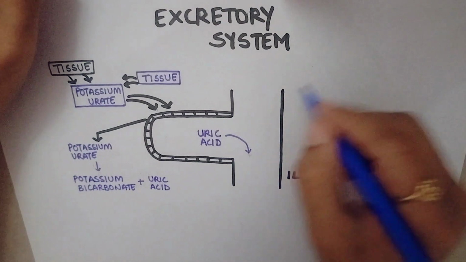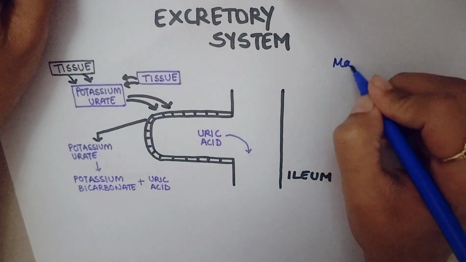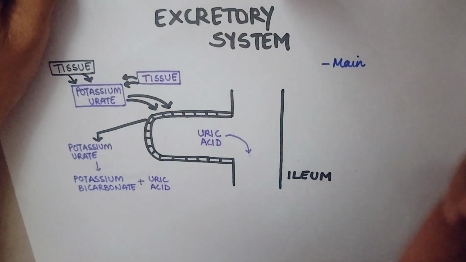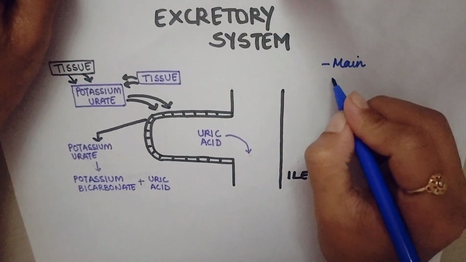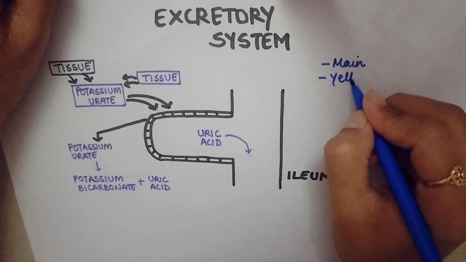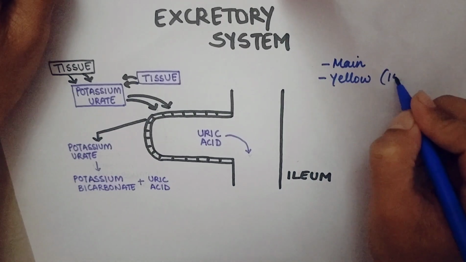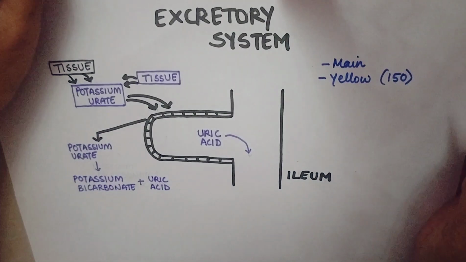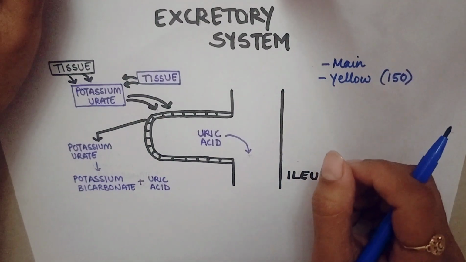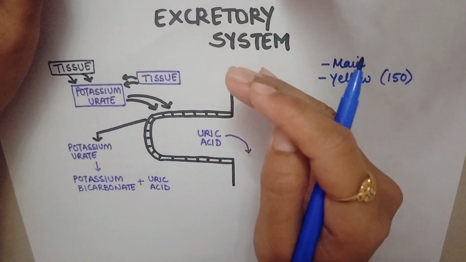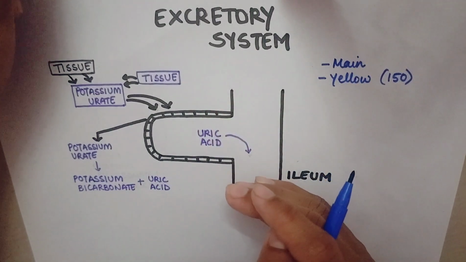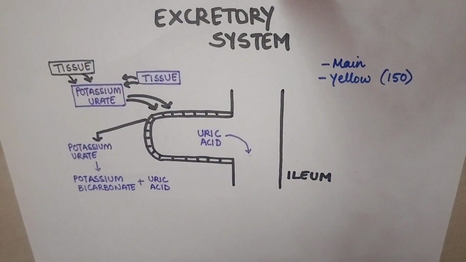Now, as I said earlier, the first thing is these are the main excretory organ of the cockroach. Already discussed that they are yellow colored. They are almost 100 to 150 in number. So almost 100 to 150 in number, yellow colored, freely hanging structures in the junction of midgut and hindgut. Now, what do these Malpighian tubules do?